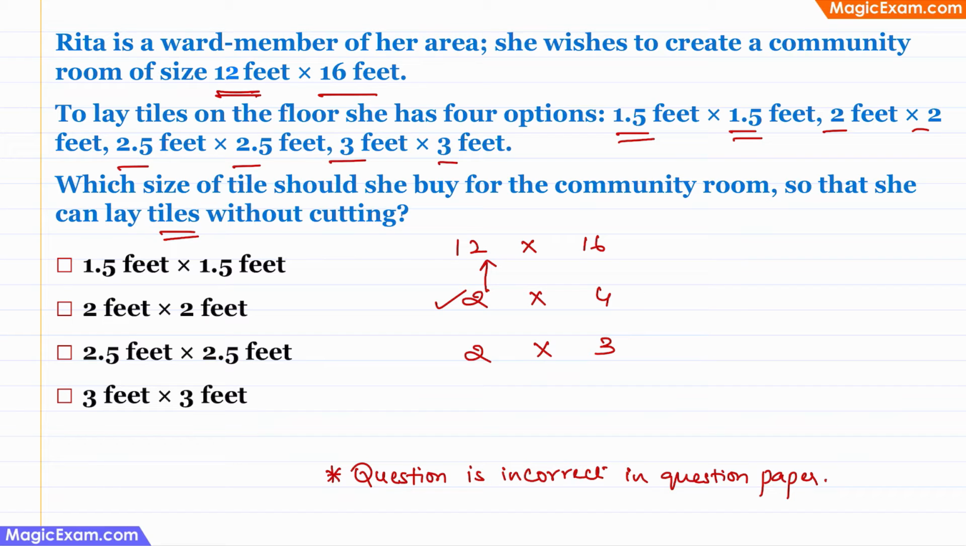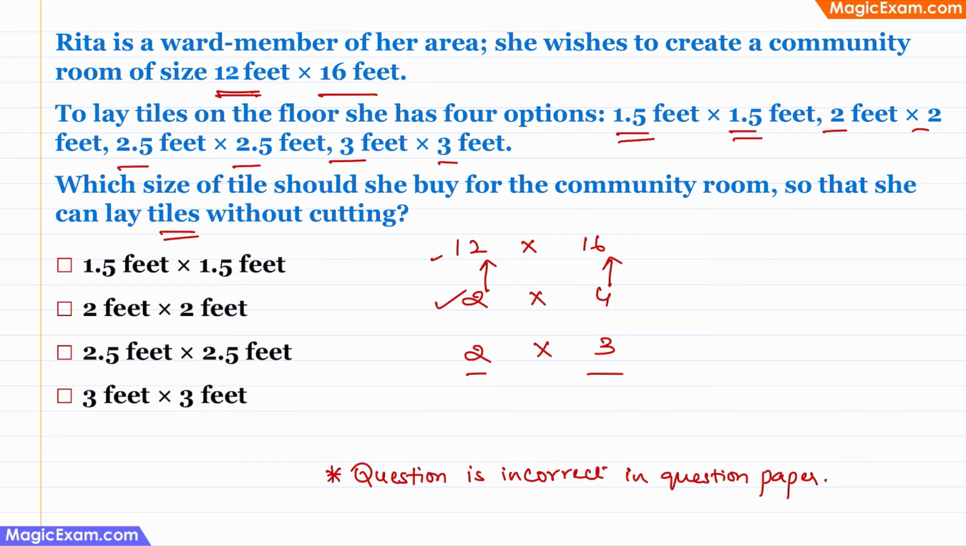So which means that if this is okay, then I need to try it with 4 as well. Now 4 has to divide 16. If 4 divides 16 without any decimal point or without any remainder, then it would be perfect. It would work. Now similarly, if I were to try with a tile of 2 feet into 3 feet.